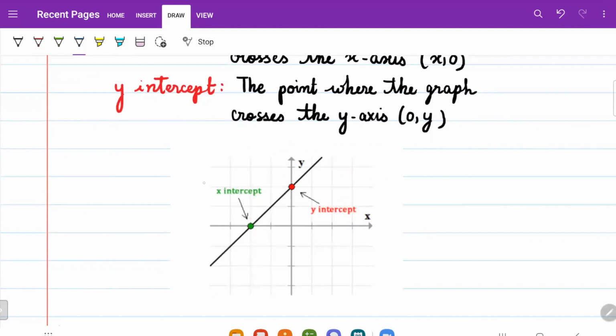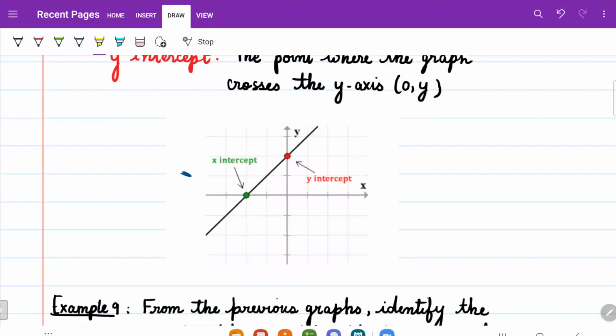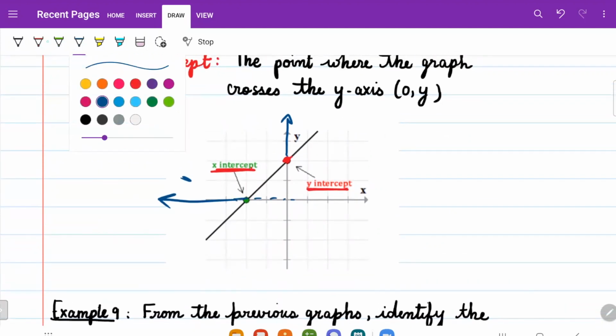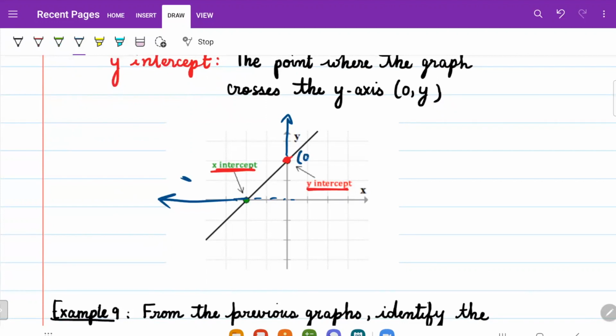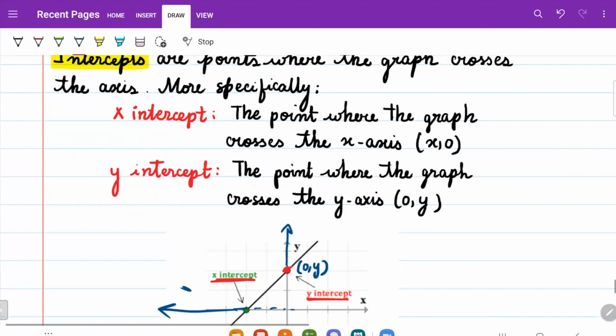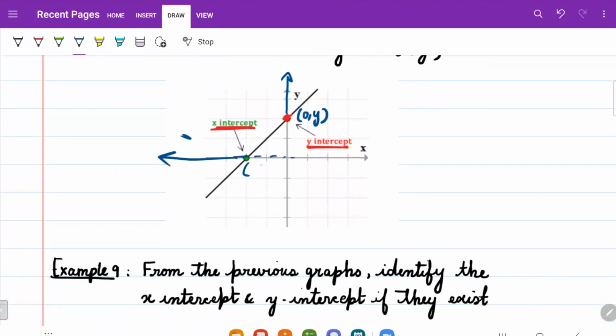As you can see here in this graph, this is our y-intercept and this is our x-intercept. This point is where the graph crosses our y-axis, where this is our y-axis and this is our x-axis. And the x-intercept is where the graph crosses our x-axis. So this point here is 0, y, because x is 0 and y is the one that's changing. And this point is x, 0, as y stays 0 and x is the one that's changing.